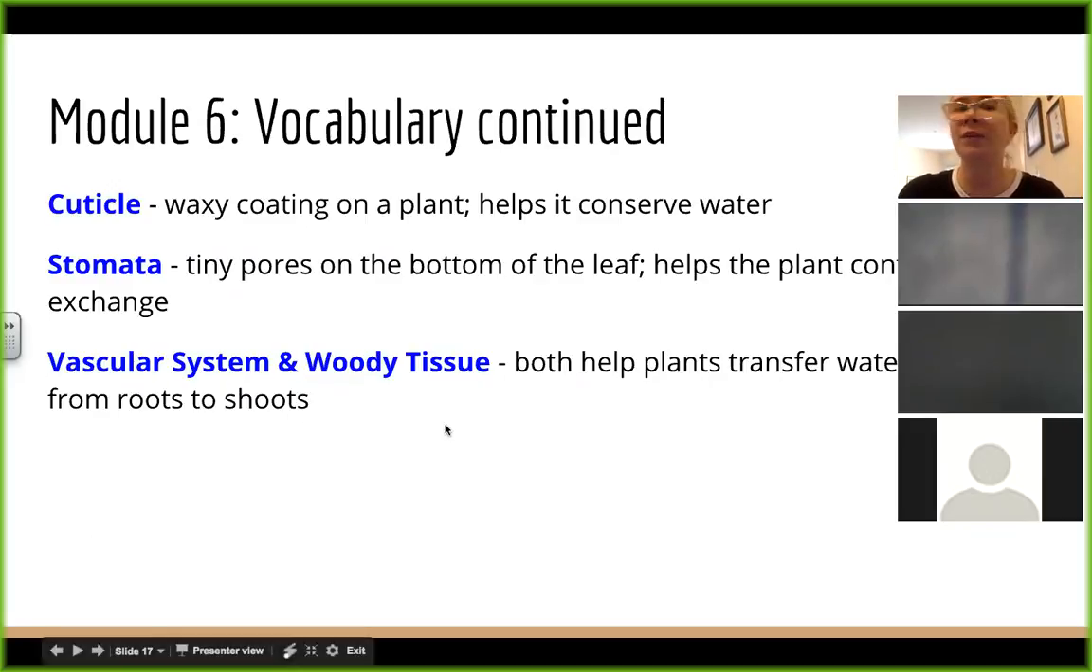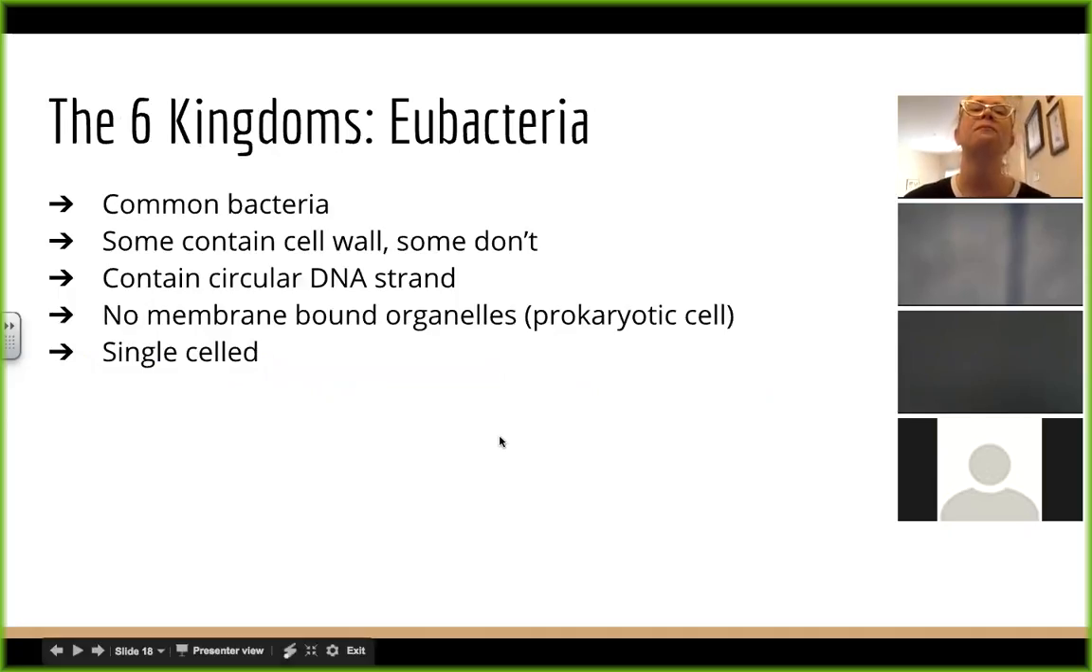So the vascular system and woody tissue help plants do that, right? And it seems obvious, but that didn't exist before. They also go into all the 6 kingdoms of life here, which I've already talked about briefly, but we will review them again. And we're going to really talk about the plants, the 4 types of plants, because that was kind of something that you guys spent quite a bit of time on.